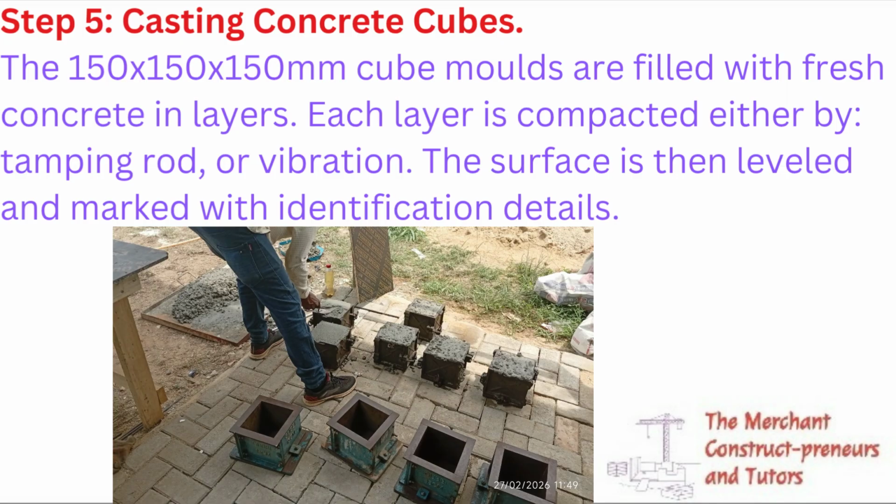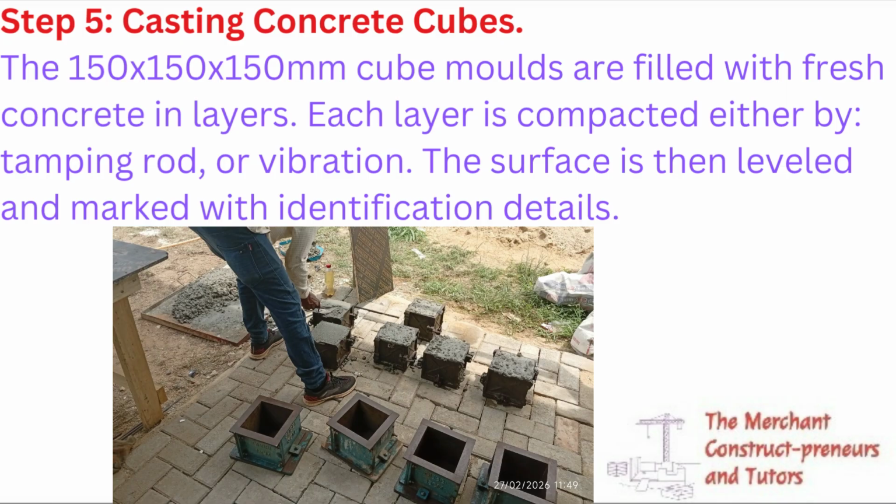So the cubes are in the dimension 150 by 150 by 150 millimeter cube. They are filled with fresh concrete in layers. Each layer is compacted either by a tamping rod or vibration. Then the surface is leveled and marked with identification details.